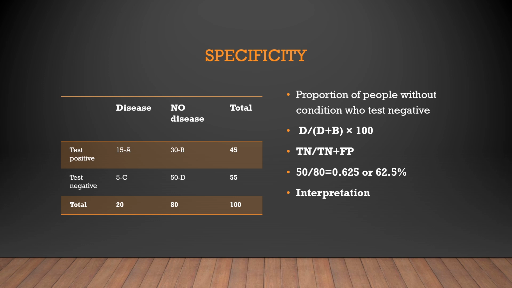Coming to specificity, the same table, same set of examples. Proportion of people without the condition who test negative. So here who are the people without the condition? There are 80 people who do not have the disease. And among them how many are actually testing negative? 50 people. So how will you calculate specificity? It is this 50, or the proportion who are testing negative, divided by the total people who are actually negative. That is true negative by true negative and false positive. Correct? So this is 62.5%. How do you interpret this 62.5%? It means when the test is going to turn out negative, 62.5% among them actually do not have the disease. That is specificity.